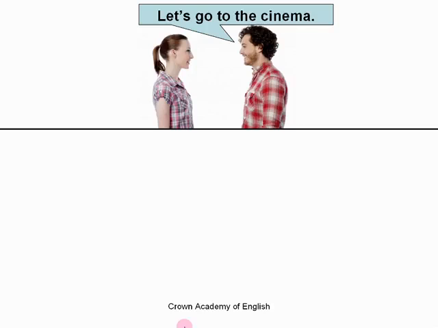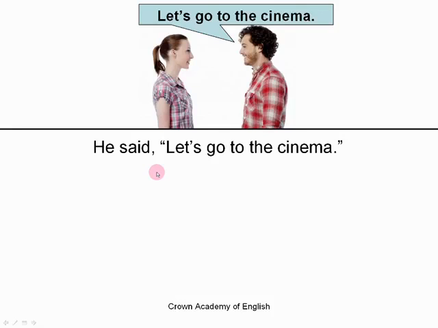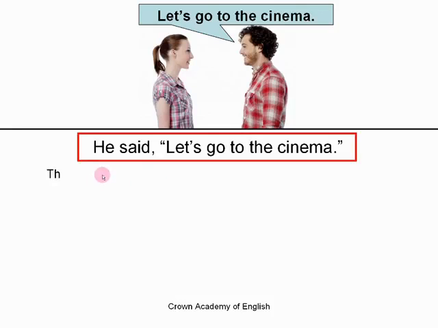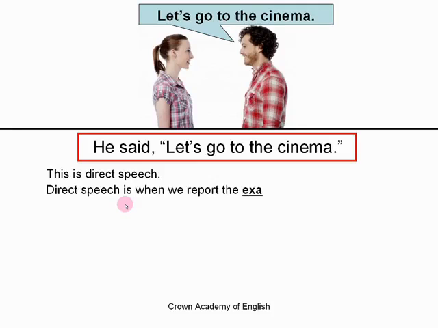Let's go to the cinema. So if we want to write what is happening here, then this is how we write it. He said, "Let's go to the cinema." And this is an example of direct speech. Direct speech is when we report the exact words that somebody says. So here, the exact words are, "Let's go to the cinema." So this is direct speech.